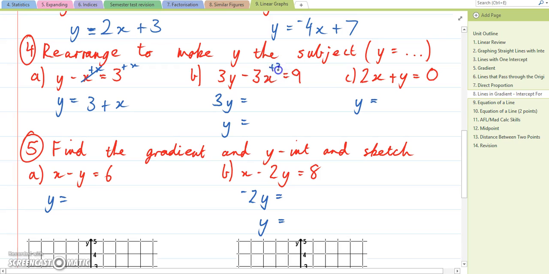Here I'm going to add 3x to both sides, and then divide both sides by 3. And remember, this is for both terms there, so 3x divided by 3, 3 divided by 3 is 1, so we're just left with x, and then 9 divided by 3 is 3, so just be careful with those. Same here, we're going to subtract 2x across this time, leaving me with y equals negative 2x.